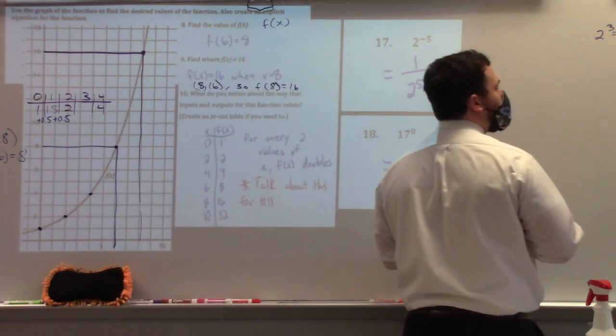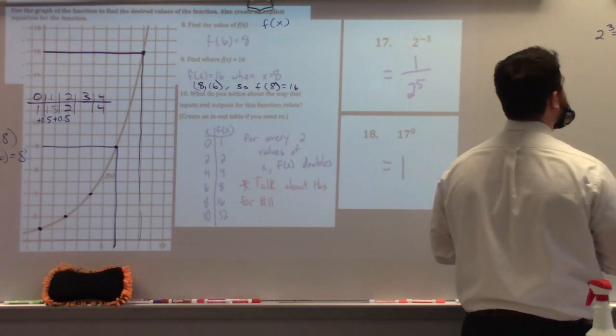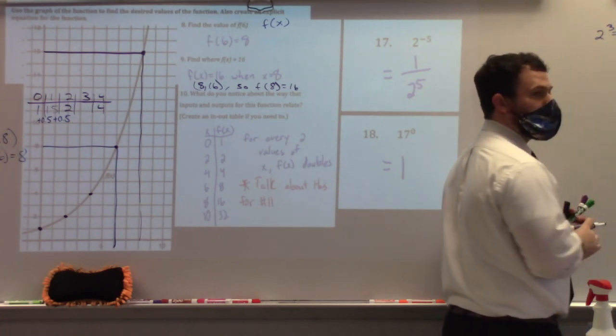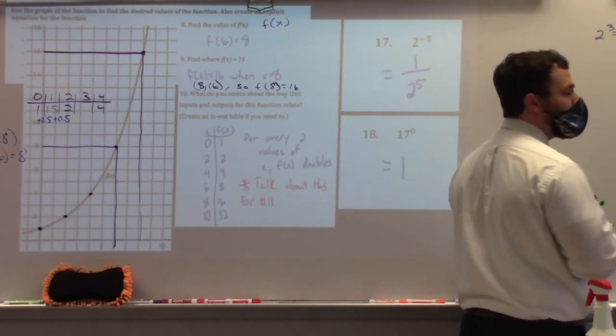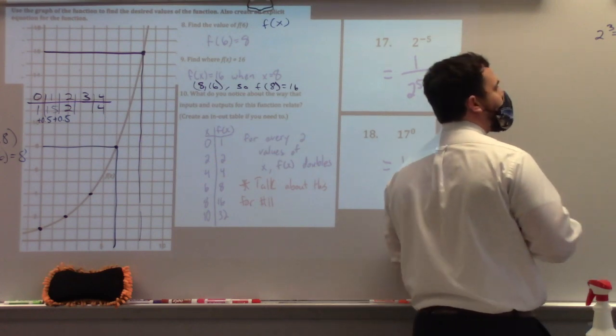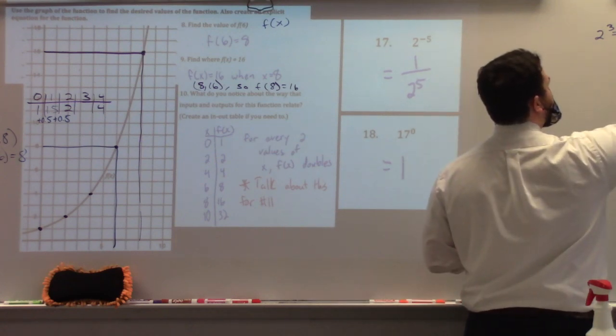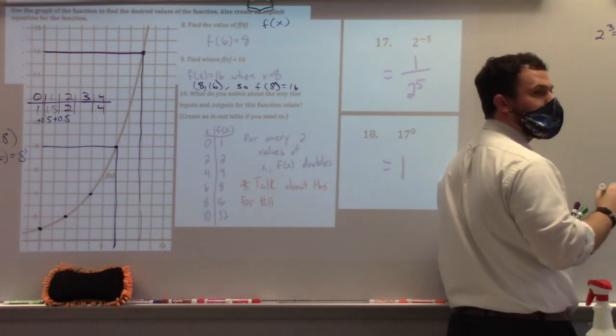What is 2 to the third? 8. It's 8? How'd you get that? 2 times 2 is 4, 4 times 2 is 8. So you multiply by 2 3 times?